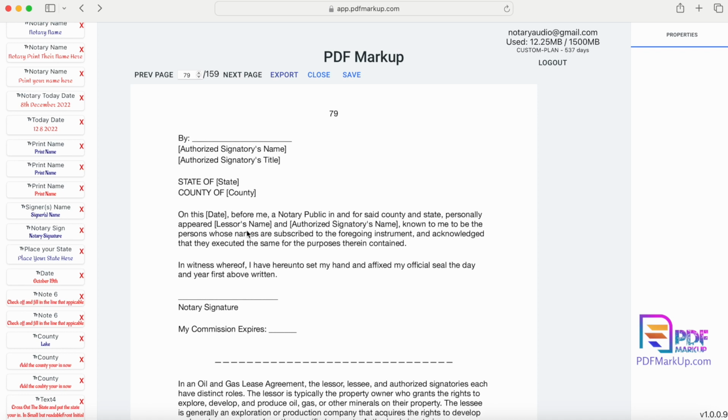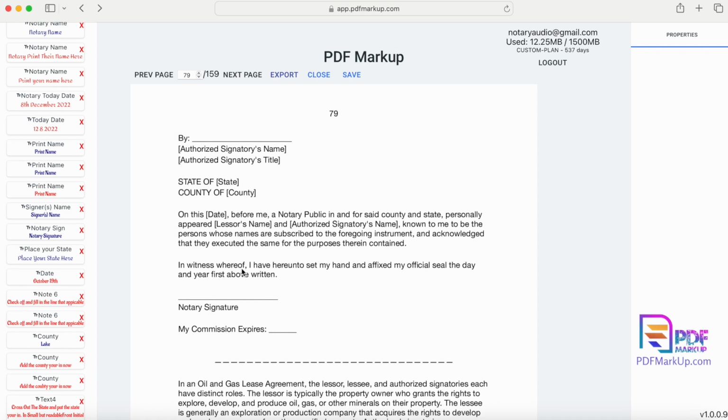Known to me to be the person whose names are subscribed to the foregoing instrument. So basically whatever's on that instrument, the rest of that documentation. Okay, so basically the instrument is the paper that you are stamping. You know, it has information above your notarial cert.